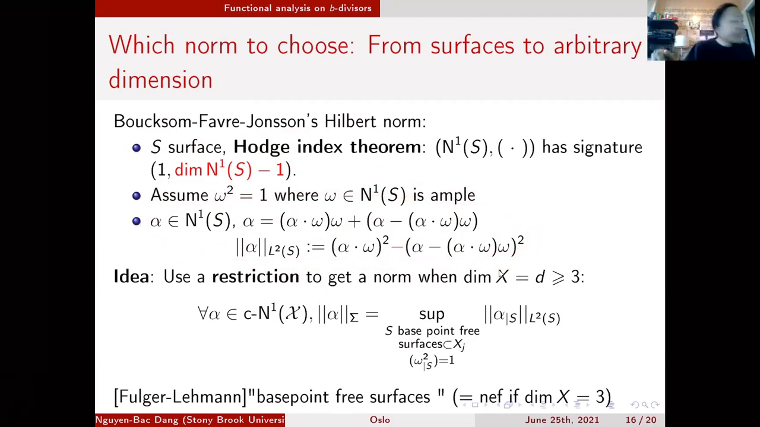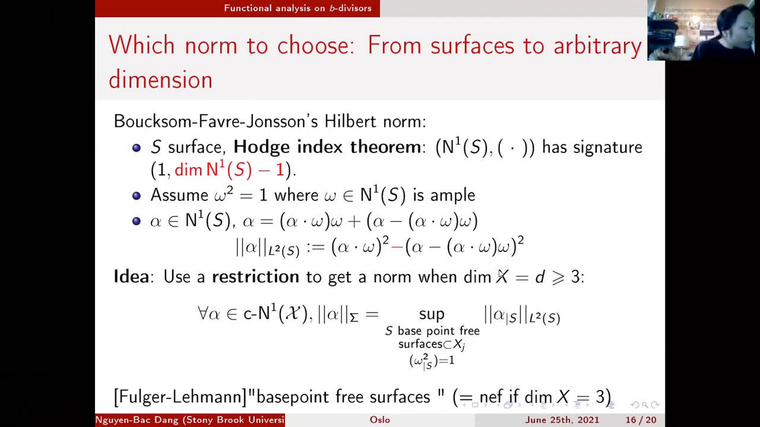So our idea now is to apply this idea to get a Banach norm in arbitrary dimension. So now you assume that you have X of dimension d bigger than 3. Then the way we construct this norm is: you take alpha, a divisor. What do I want to do? I want to be able to restrict alpha to any surface to make my Hodge index theorem argument work.